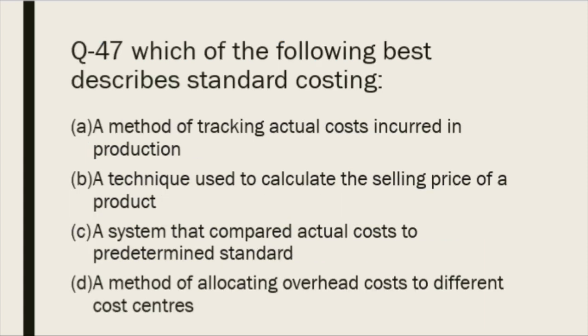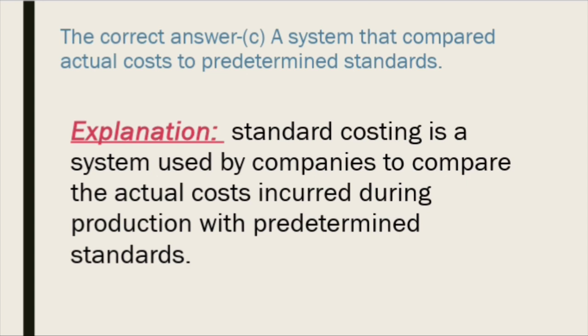Which of the following best describes standard costing? A method of tracking actual cost incurred in production, a technique used to calculate the selling price of a product, a system that compares actual cost to predetermined standards, a method of allocating overhead costs to different cost centers. And the correct one is a system that compares actual cost to predetermined standards. And the reason is that standard costing is a system used by companies to compare the actual cost incurred during production with predetermined standards.